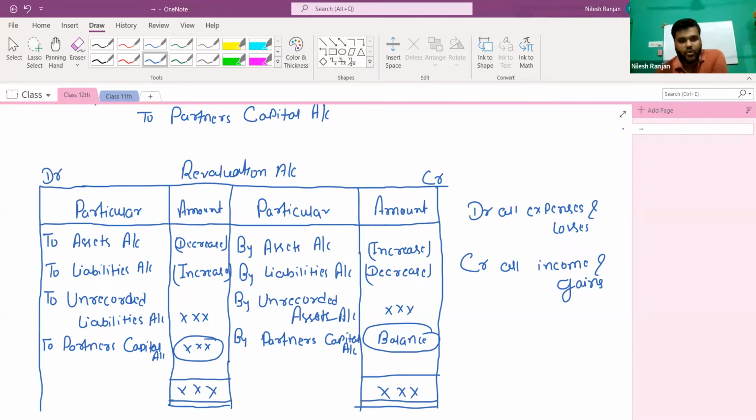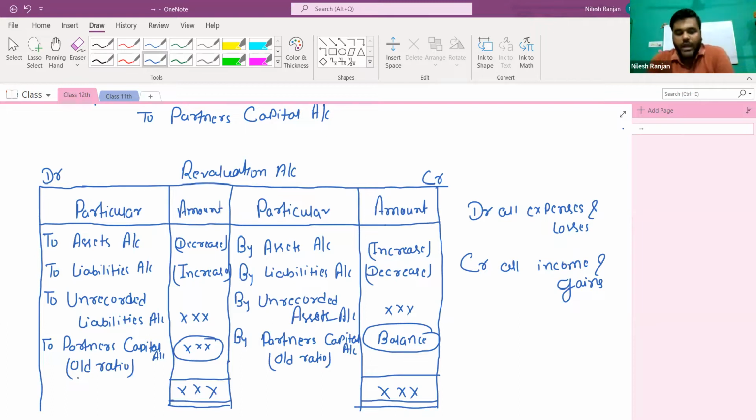Okay, so now we calculated the profit or loss on revaluation. Then we have to distribute the profit or loss between partners in their old profit sharing ratio. So if we have to distribute here, it will be the old ratio. So this is the concept of a revaluation account.